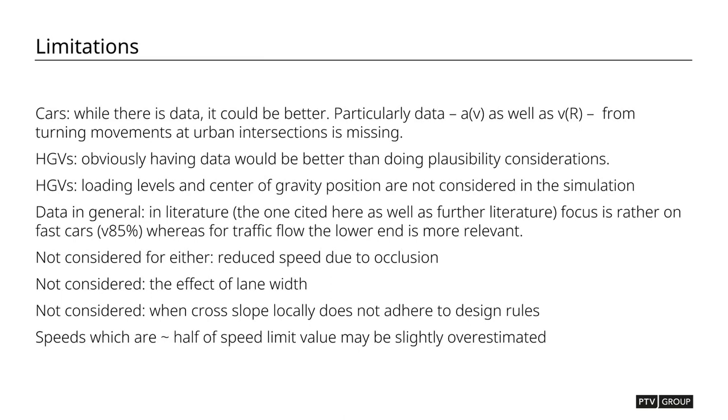And the next is limitations of the feature in Vissim. It does not automatically consider effects of occlusion. If you have it, you need a reduced speed zone. It does not consider the effect of lane width. So if you have a very wide or a very narrow lane and you think for that reason drivers are faster or slower in a curve, you need to adapt the curve speed function. And it does not consider when cross slope locally does not adhere to these design rules. That should be relatively small differences, but it's not included.